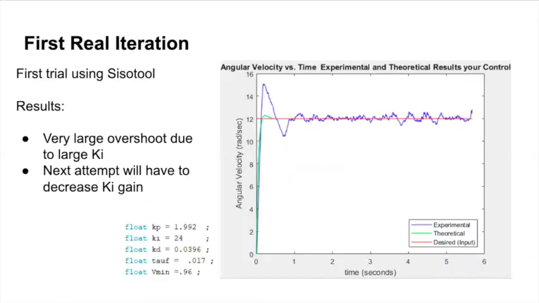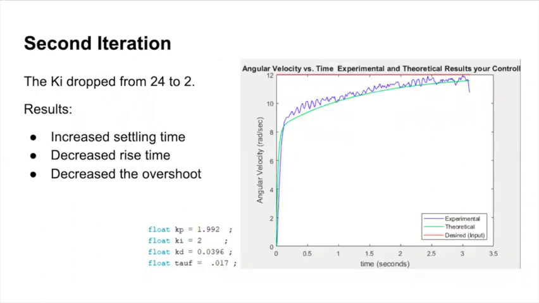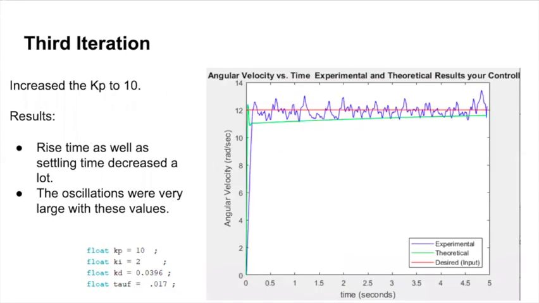In our first iteration, obviously we see that there are a lot of oscillations, a lot of error, and some large overshoot. So in our first attempt, we reduced KI, and this is what we saw. The overshoot was reduced, but the rise time was significantly decreased. So we dropped KI from 24 to 2, since that large of a KI value caused a lot of oscillations. And this is what we got for that.